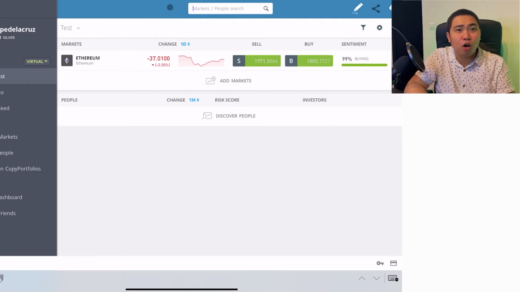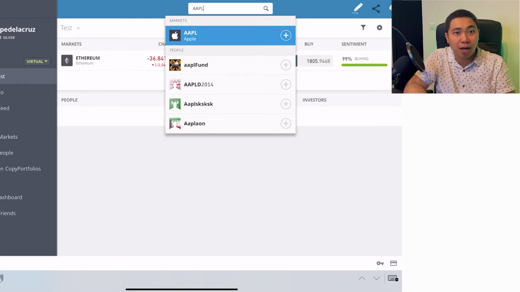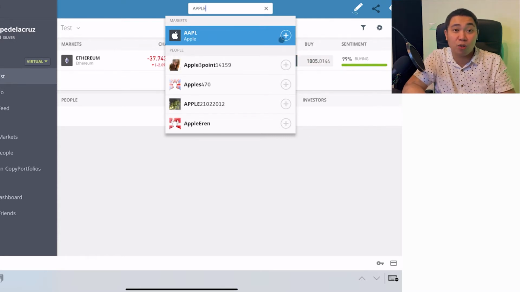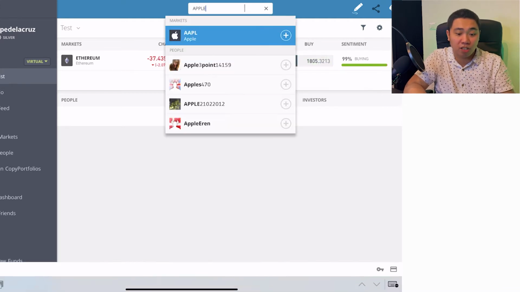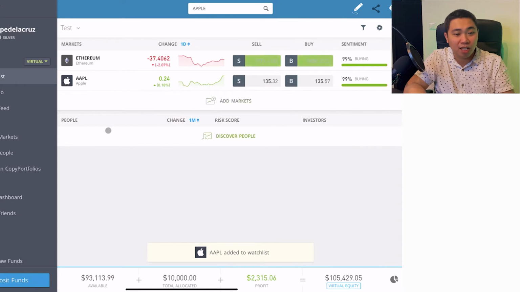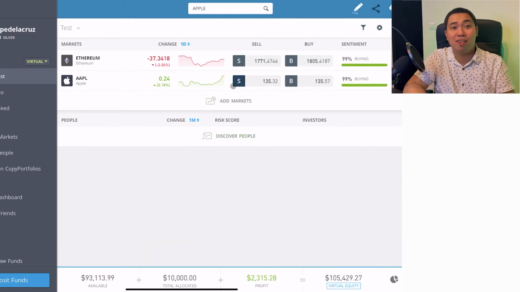Let's say, for example, I'm also interested in adding the Apple stock into my watch list. All you need to do is put in the ticker symbol AAPL, which is the ticker symbol for the Apple company. Or if you don't know the ticker symbol, you can just write the company name and eToro will suggest which stocks are available under the same name. All you need to do is click on the plus sign and it will add that to your watch list. Now you would see that for the stock, it's not moving yet on the sell and buy price because right now markets are closed.